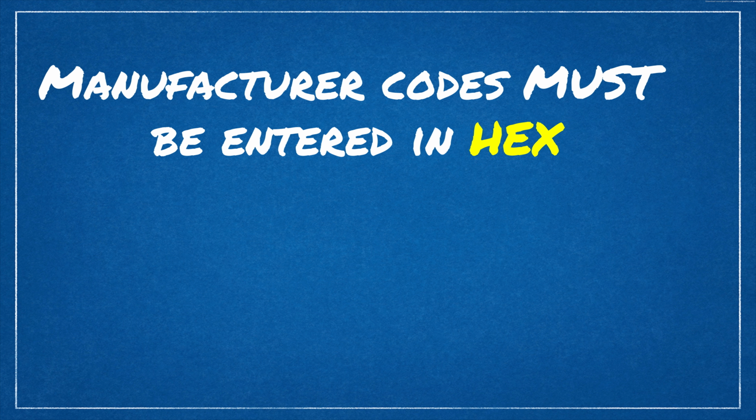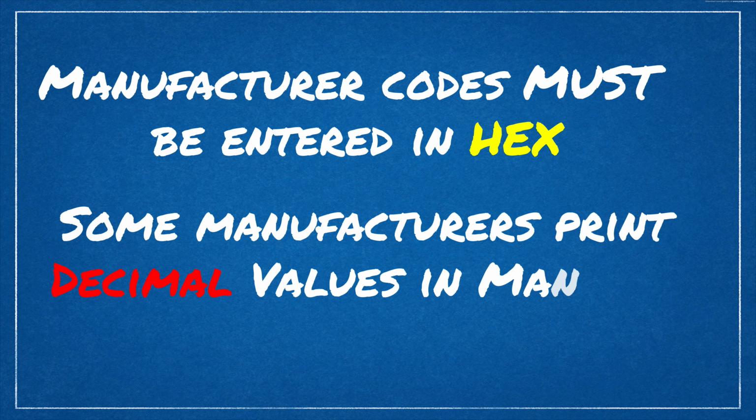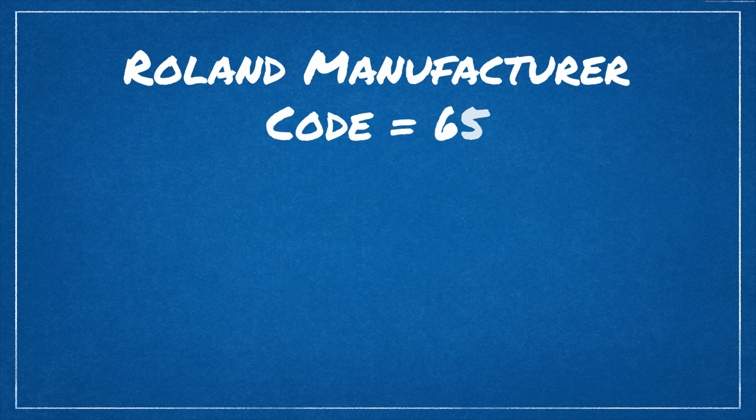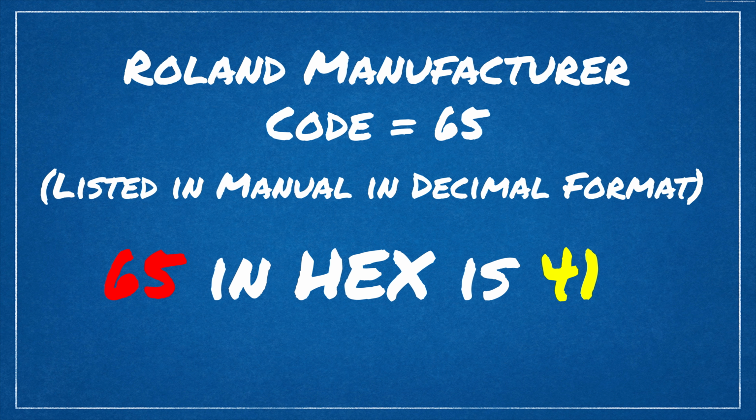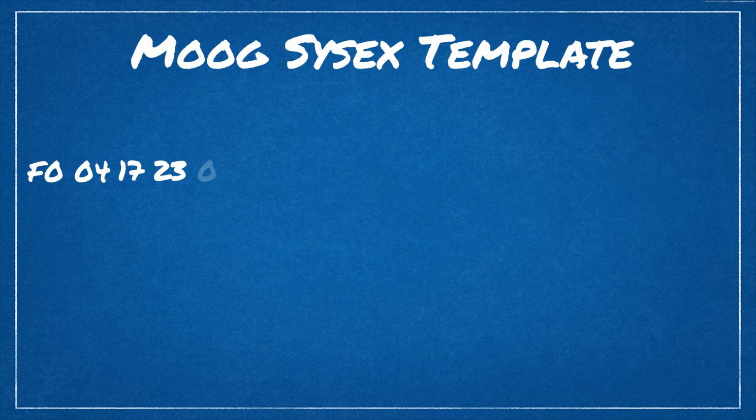But again, you have to make sure when you're reading your manual that those numbers are listed as hexadecimal and not decimal. Otherwise, you're going to have to convert it. So Roland, for instance, which is 65, the hex code is actually 41. Yeah, I know it's a bit confusing, but no big deal once you get the hang of it. Okay, back to our message.